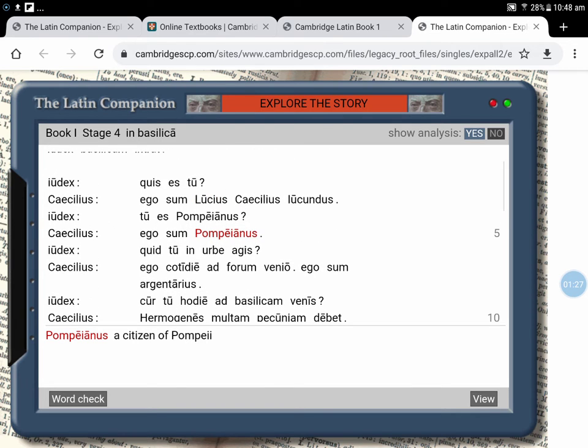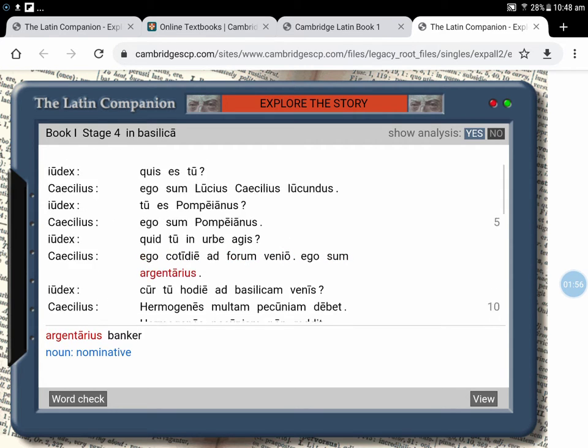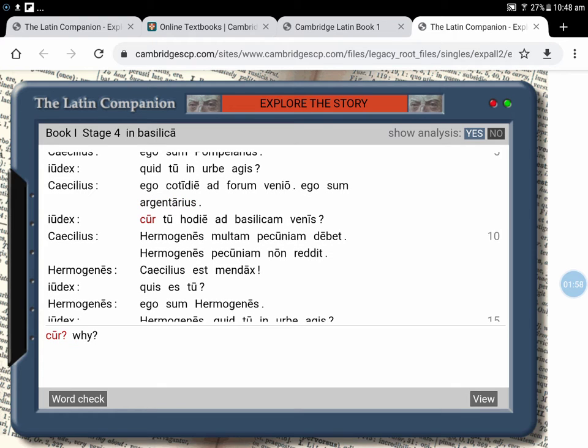One of the big challenges when translating Latin is to spell the word Pompeian correctly. It's spelt just like that Latin word without the us, or you can say a citizen of Pompeii. Anyway, the judge says, quid tu agis? What do you do in urbe? And every day, says Caecilius, ego venio ad forum, ego sum argentarius. Why, asked the judge, cur tu venis? Why do you come today to the Basilicam?